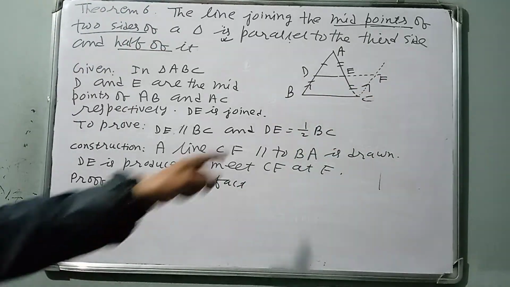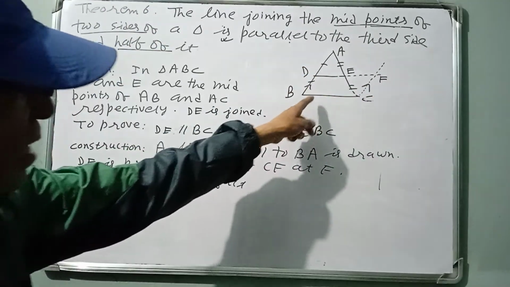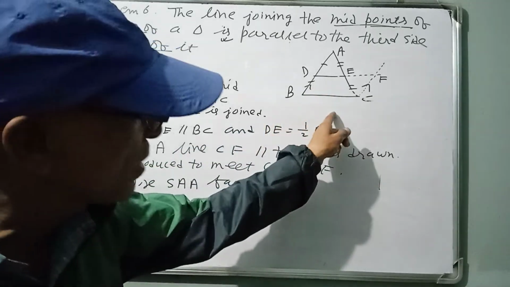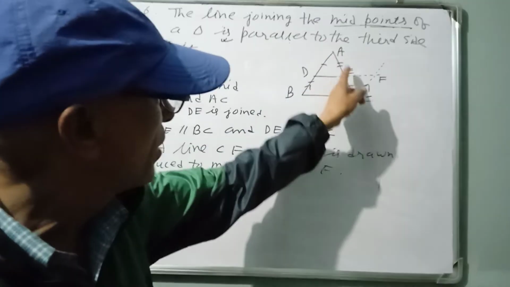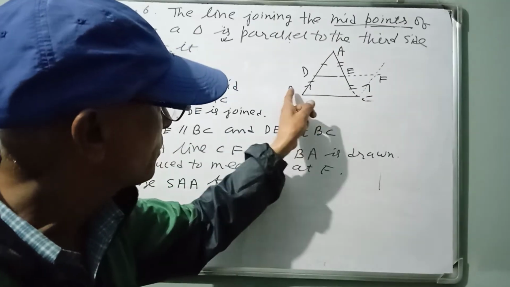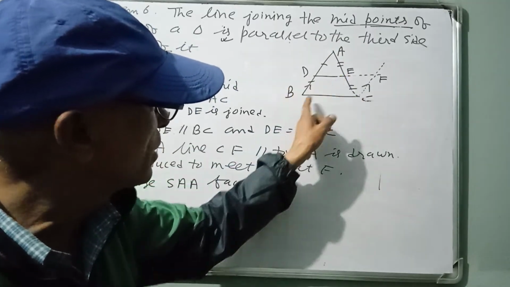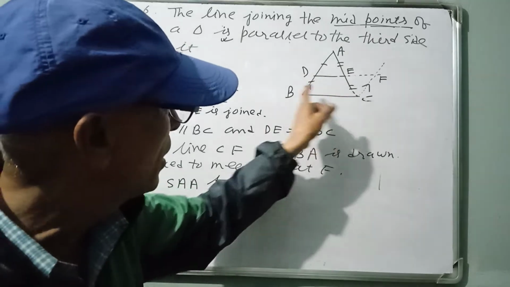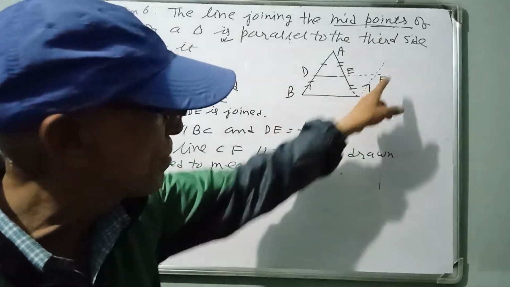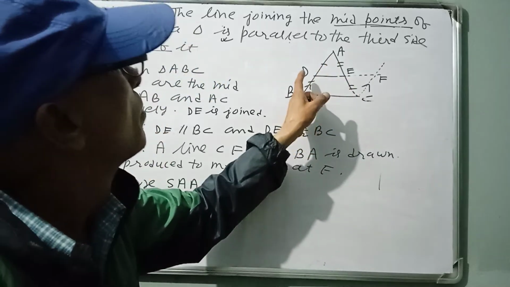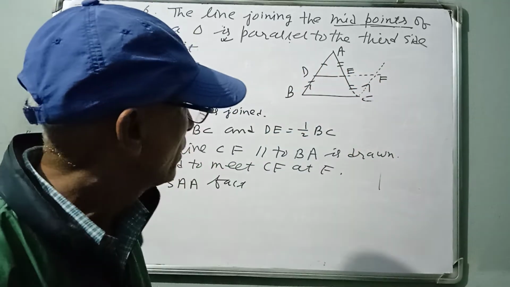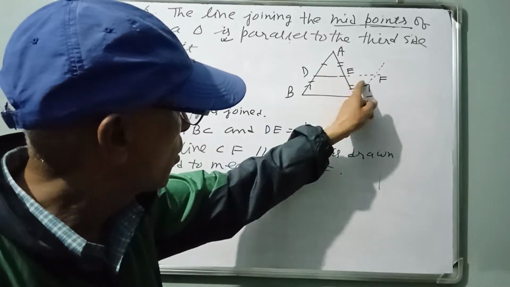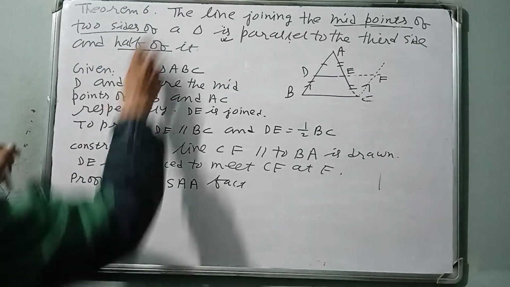Now, what is given? The line joining the midpoints of two sides is parallel to the third side and half of it. D is the midpoint of AB, E is the midpoint of AC. To prove DE is parallel to BC and half of BC. Construction: line CF is drawn parallel to BA, produce DE to meet at F, CF is joined. So these two triangles are common. Now I will rub it.